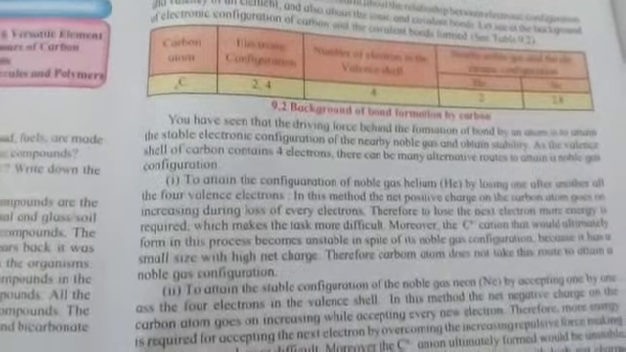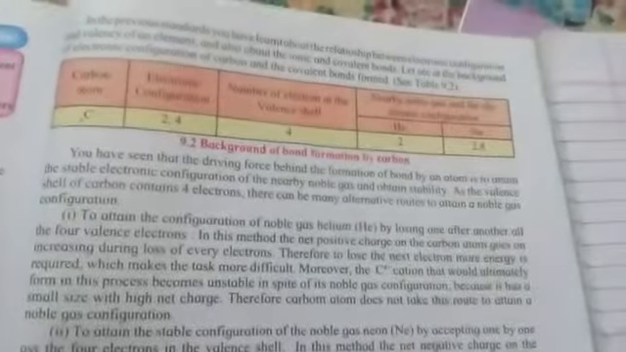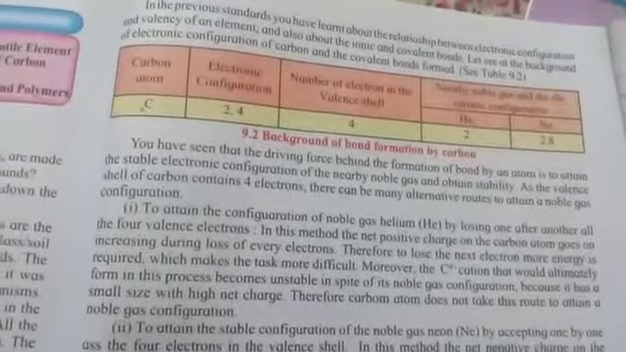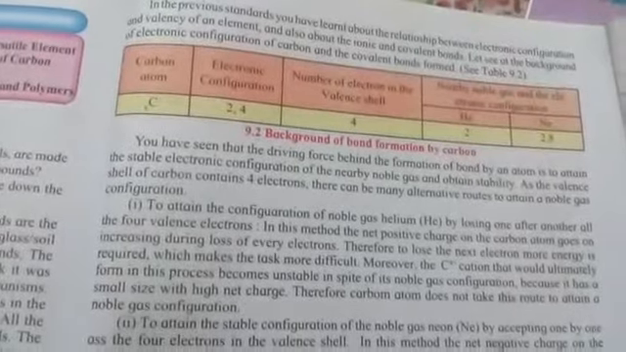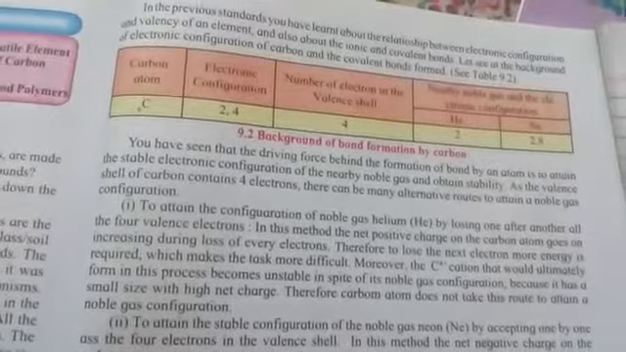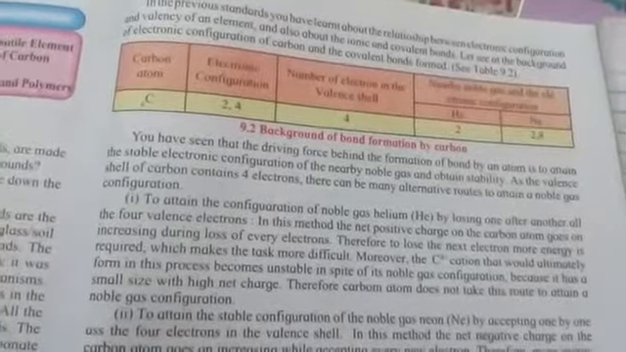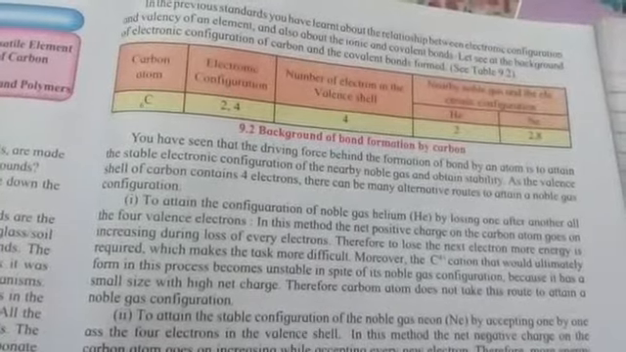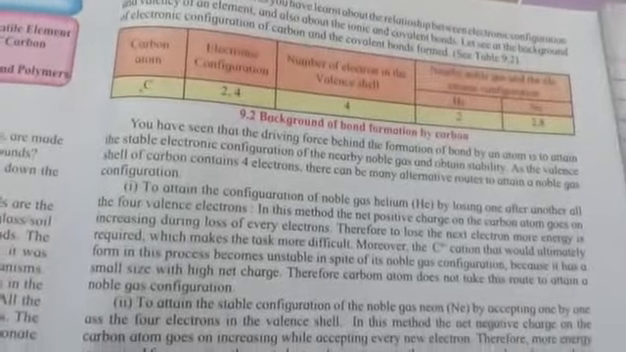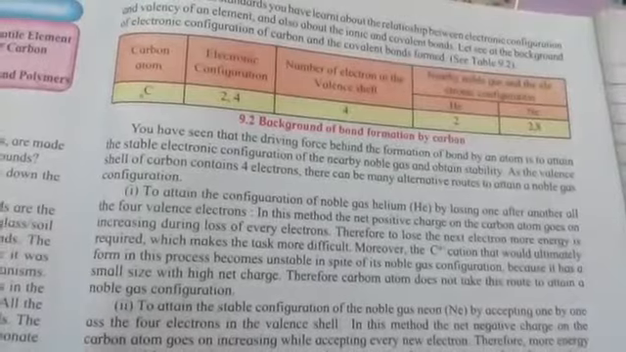See, you have seen that the driving force behind the formation of a bond by an atom is to attain the stable electronic configuration of the nearby noble gas and obtain stability. Noble gases are the inert gases. So now carbon has two options. Either it can lose 4 electrons and attain the electronic configuration of helium, having only 2 electrons in its outermost shell, or it can gain 4 electrons from any other element and have the electronic configuration of neon, that is 2,8.